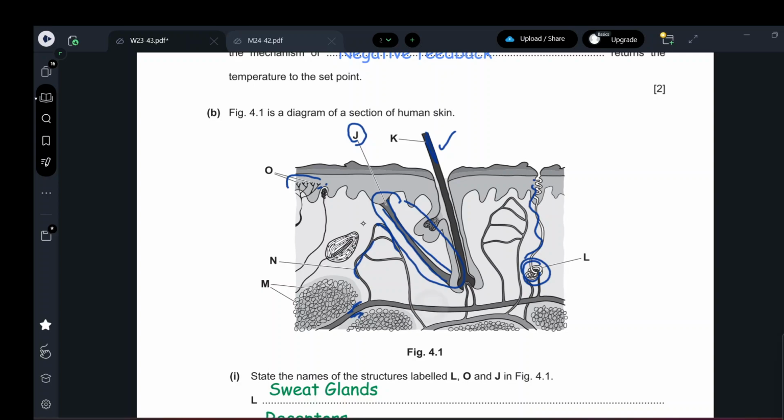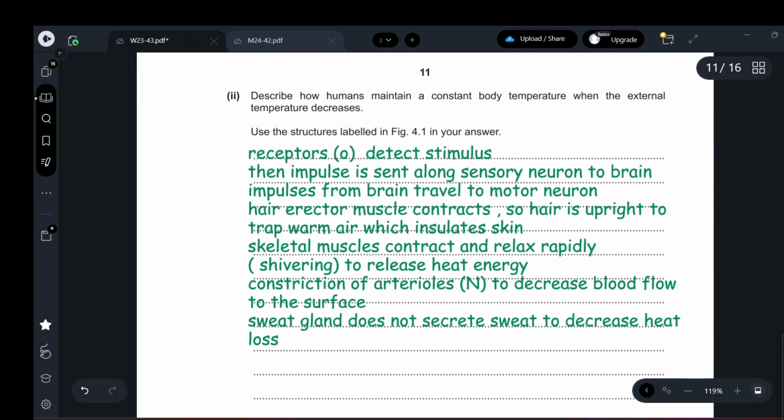Number 2, vasoconstriction of the arterioles. It will constrict, so less blood flows to the capillaries, less loss of heat by radiation. Number 3, sweat glands do not produce sweat. Number 4, muscles in parts of your body contract and relax. This is what we call shivering, to release heat energy to warm the body.